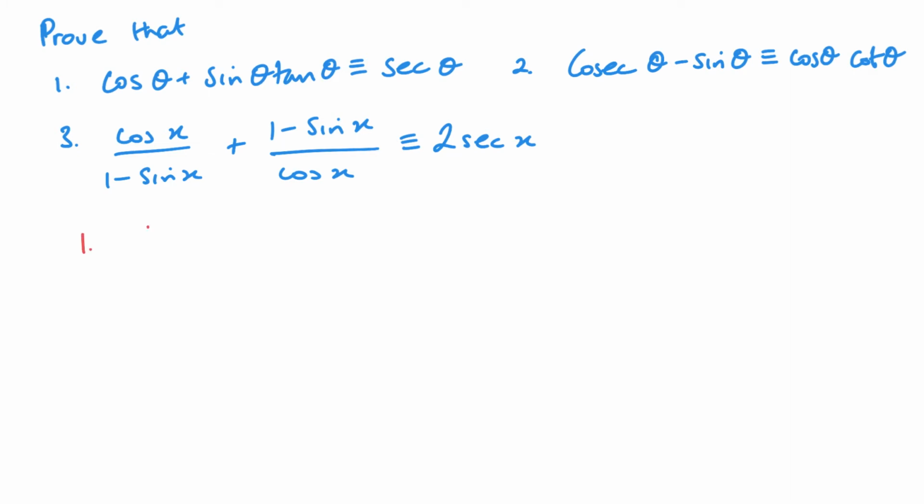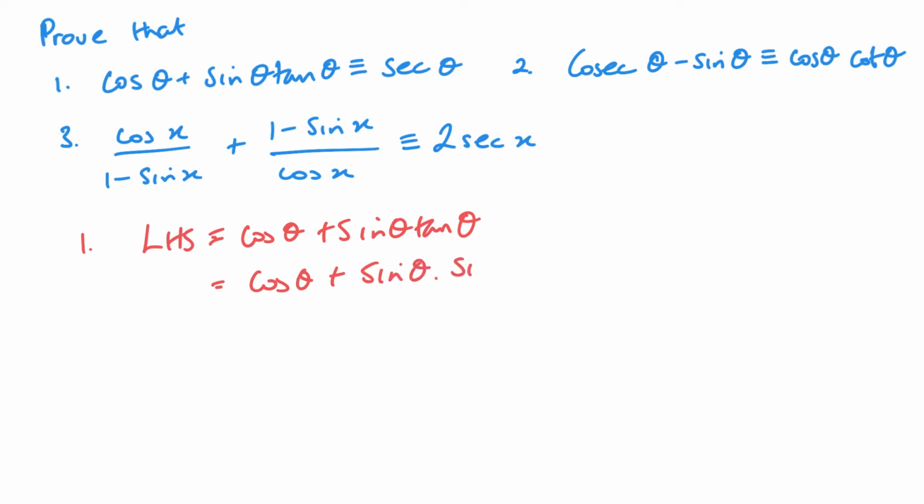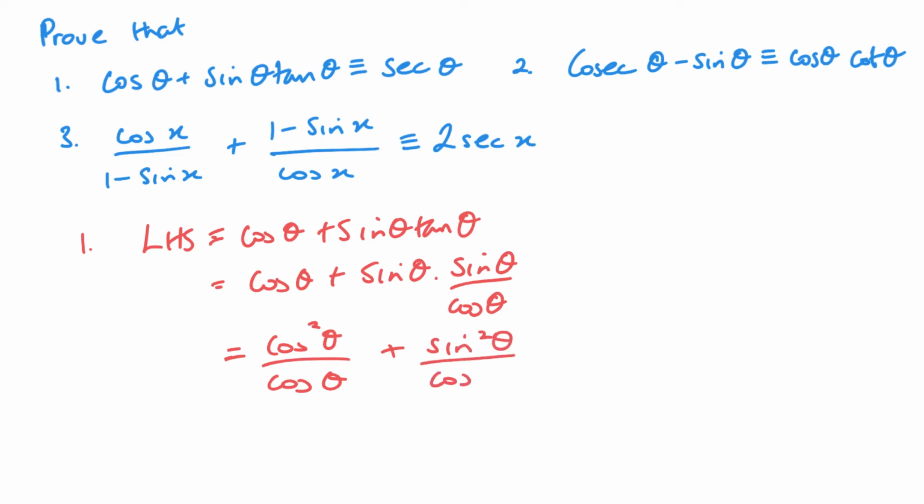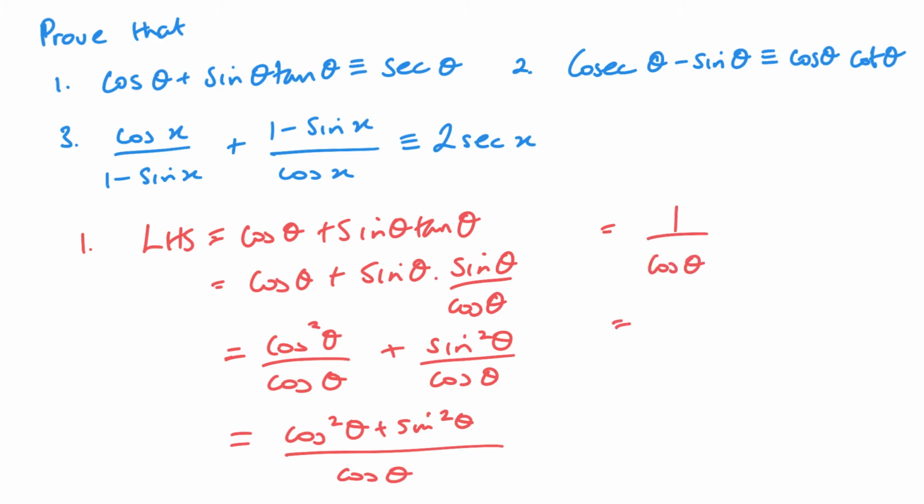Okay, so look at number 1 here. So let's start with the left hand side. So cos theta plus sine theta tan theta. So we get cos theta plus sine theta, and then tan is sine theta over cos theta. So let's make this one cos squared theta over cos theta, and then this one is obviously sine squared theta over cos theta. Now you can see that they're the same bottom value, the cos theta, so I can put them together. Cos squared theta plus sine squared theta over cos theta. So that is equal to 1 over cos theta, which equals sec theta, therefore equals the right hand side.